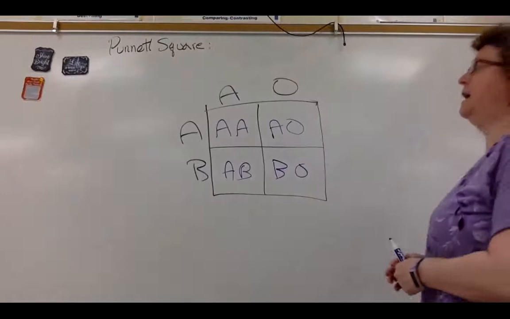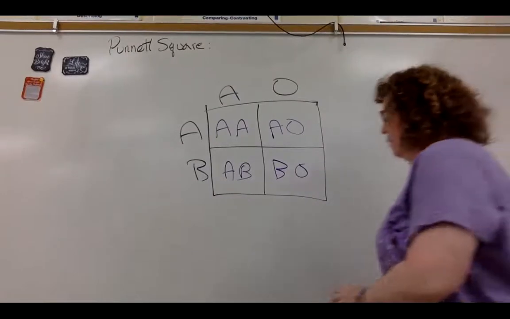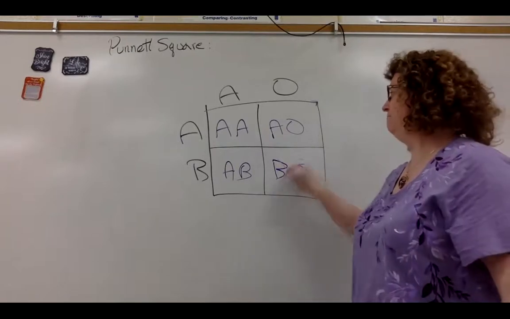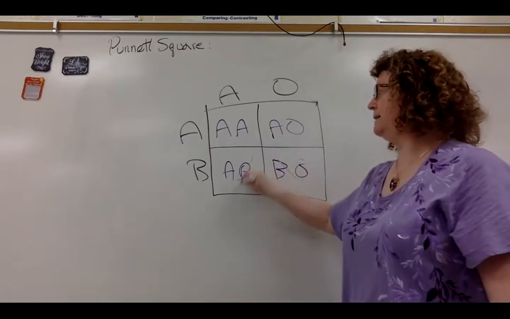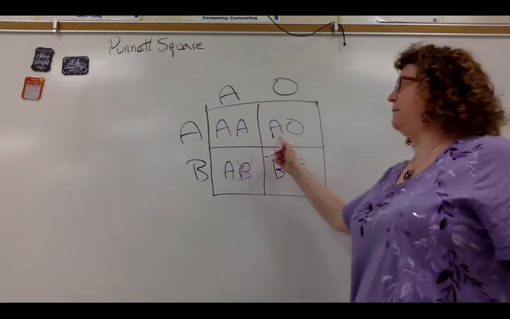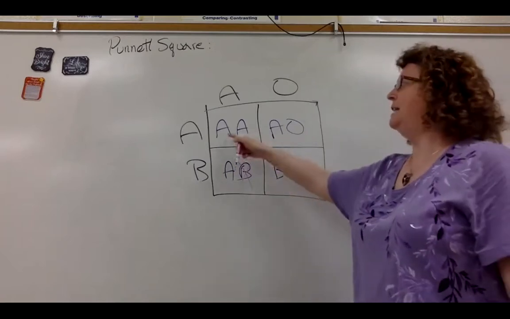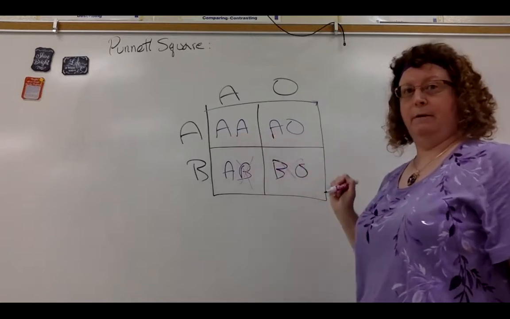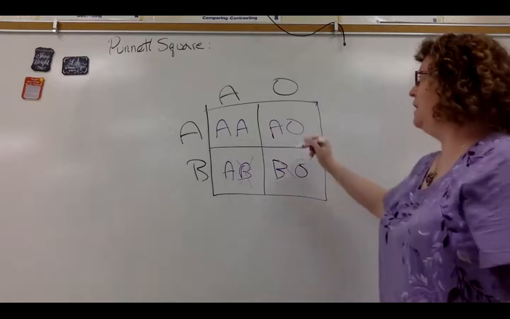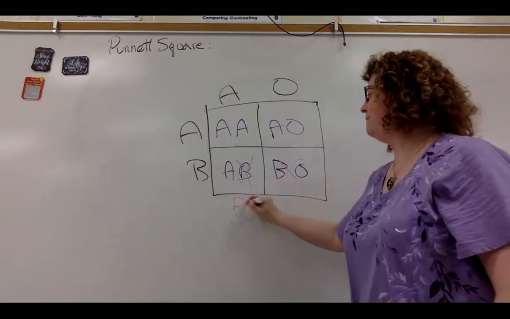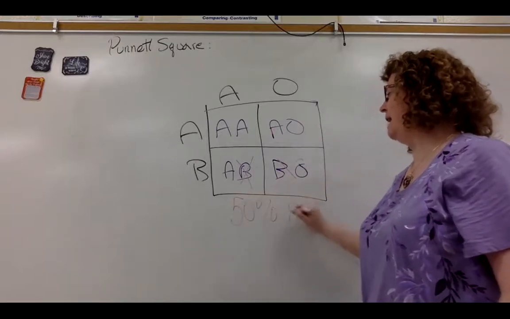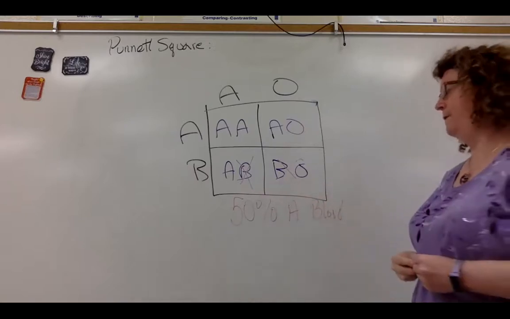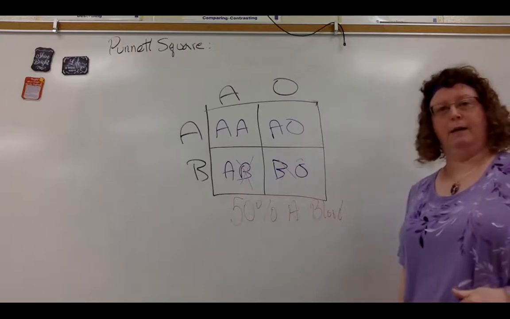Okay, so the question is, what percent of their children would have A blood? So what percent is going to be A? Well, we know that this box has a B in it, so not going to be that one. That box has a B in it. So you've got these 2 boxes left. Are AA and AO the same blood type? Yes. So they have a 50% chance to have A blood.